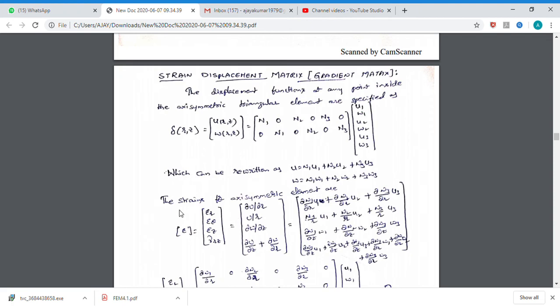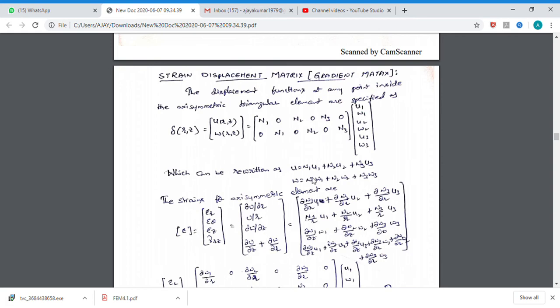In the last class we discussed the strains. The strain epsilon is epsilon r, epsilon theta, epsilon z, gamma r z: strain in the radial direction, strain in the circumferential direction, strain in the axial direction, and shear strain in the rz plane. In the radial direction we derived dou u by dou r. Circumferentially we derived u by r. In the axial direction, dou w by dou z. The shear strain is dou u by dou z plus dou w by dou r.